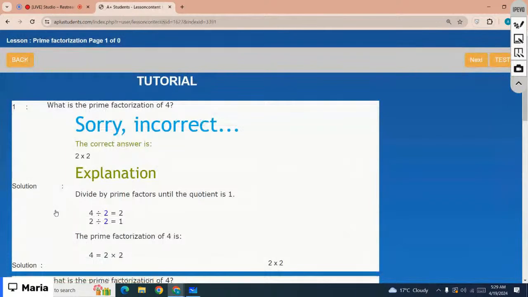So just listen to me carefully. What is the prime factorization of 4? Prime factorization means all the numbers are prime, right? How do we calculate the prime factors? We have to start with 4 and divide the 4 with the smallest prime number, right? The least prime number is 2, and 2 is the number that can evenly divide 4.